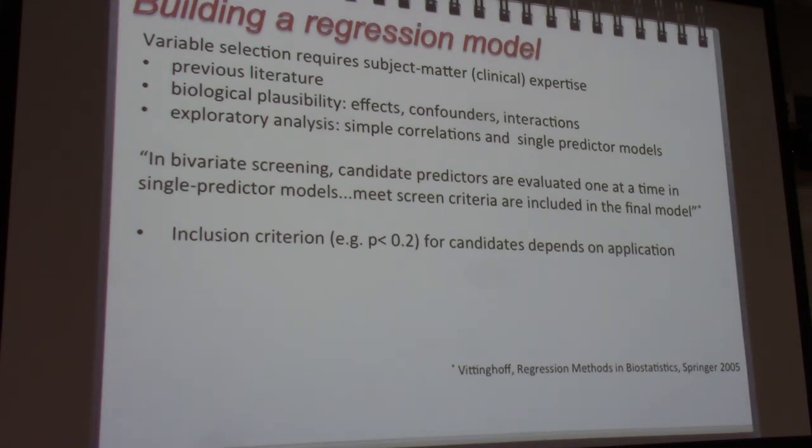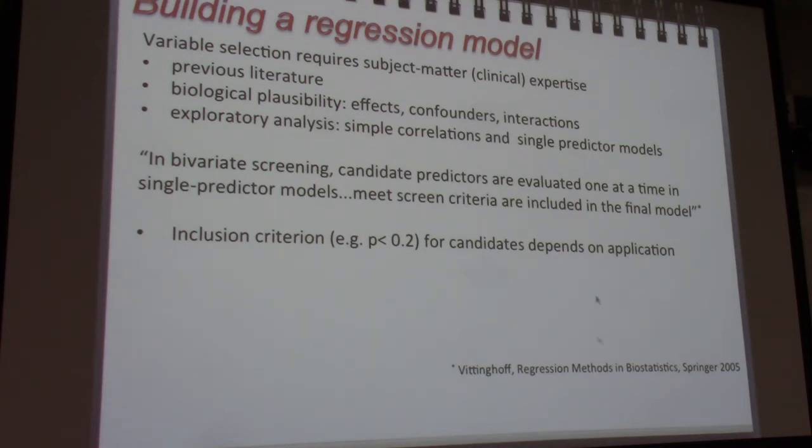Firstly, you're going to use your clinical hat. You're going to use the fact that you're a subject matter expert. And you're going to go to the literature and look at what's been studied before. And you're going to think about the biology and say, well, what's plausible? And only then are you going to start doing statistical analyses, exploratory analyses. Usually, you're just going to be looking at simple correlations or single predictor models. And we give this a fancy name. We call it bivariate screening.